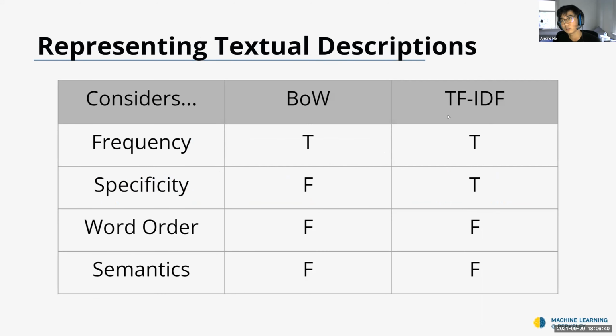Yeah, and so this is just a basic comparison between bag of words and TF-IDF. Both of them consider frequency, but bag of words doesn't consider the specificity of a word. It considers all words equally important, while TF-IDF rewards rare terms. And neither of them actually considers word order or semantics. They don't really read into the text as a human would, right?